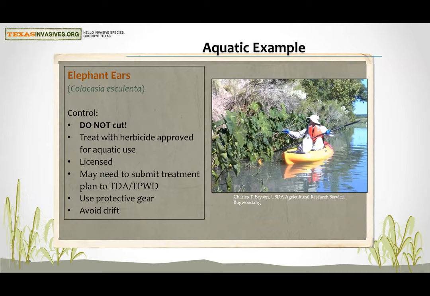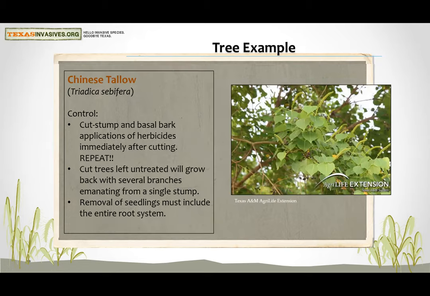So you've got to keep that in mind, but also keep in mind the aquatic environment you're dealing in to avoid drift, and always use protective gear. Especially if you're cutting and doing herbicide, please remember that elephant ears do cause skin irritation, but you're also dealing with herbicides.